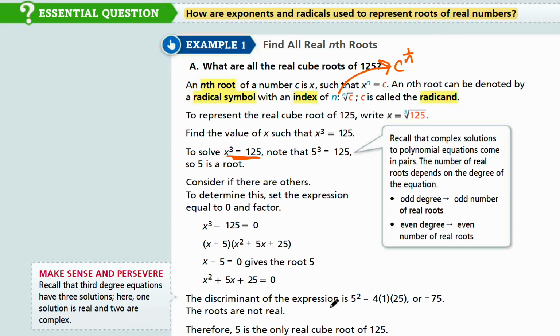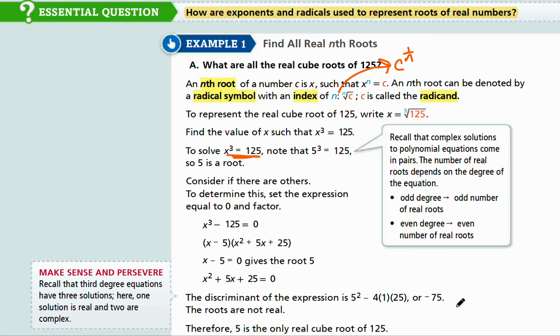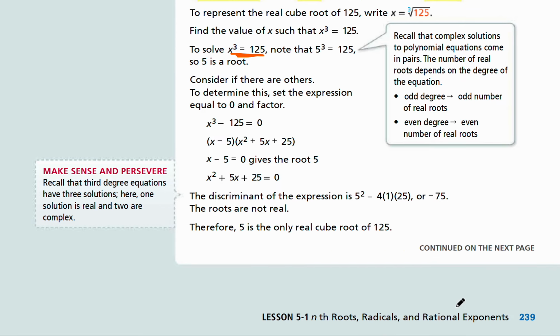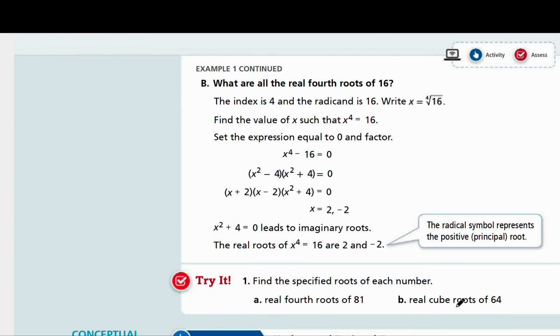And remember the conjugate theorem: if you have one imaginary root, the conjugate of that complex root is also a root. So complex roots come in pairs, and it makes sense that you have one real root and 2 imaginary roots. Okay, so let's continue in part B.